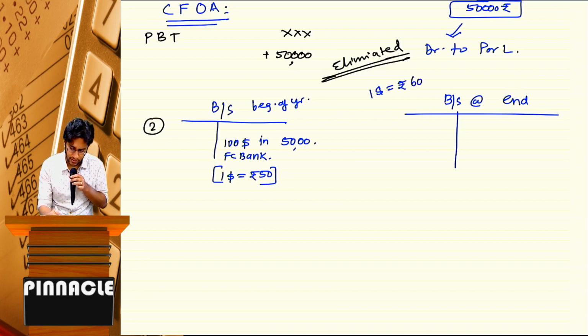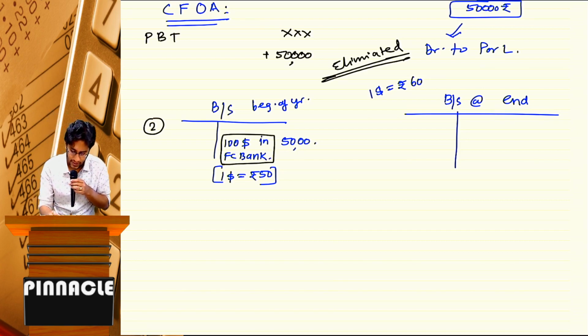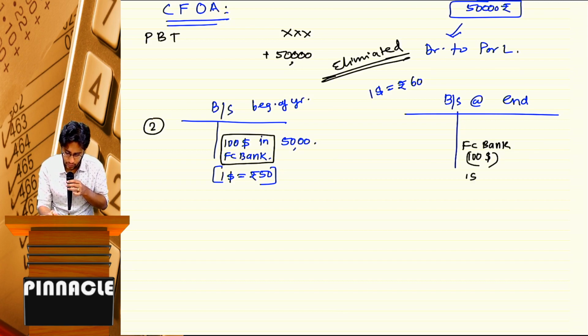So what do I have to do, sir? You must understand, a foreign currency bank account is also a monetary item, because monetary item is money itself, sir. Money and receivables or payables in money. So you have to restate it, there is no choice. The foreign currency bank account, which is part of my cash and cash equivalents, representing $100, I multiplied with $1 equal to rupees 60. So this is now appearing at 6,000.